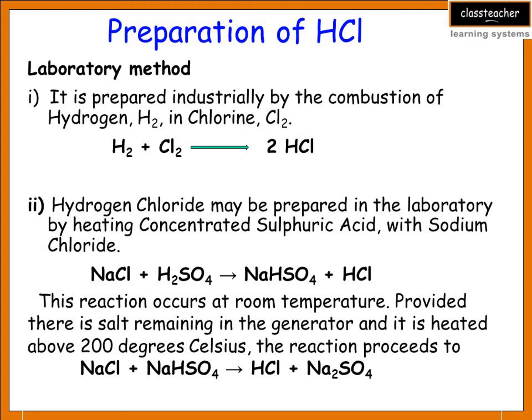This reaction occurs at room temperature provided there is salt remaining in the generator, and it is heated to about 200 degrees Celsius. Further, NaCl reacts with NaHSO4, and again HCl is extracted. We understood. So it is prepared by the action of sodium chloride and concentrated sulfuric acid. Dry hydrochloric acid is obtained by passing the gas through concentrated sulfuric acid.